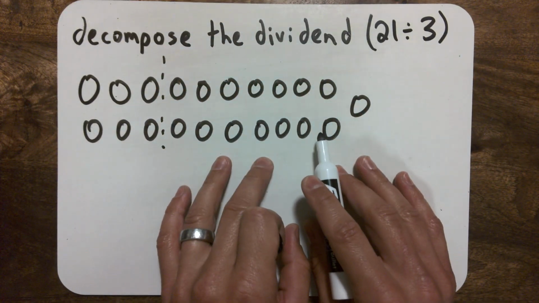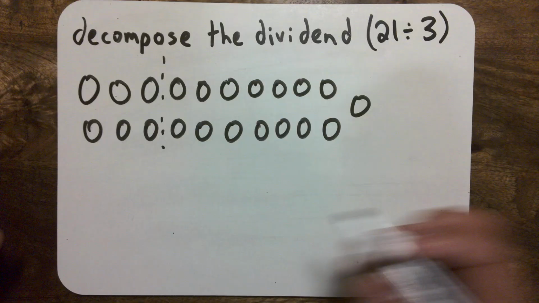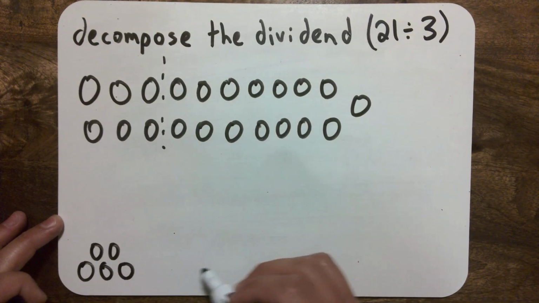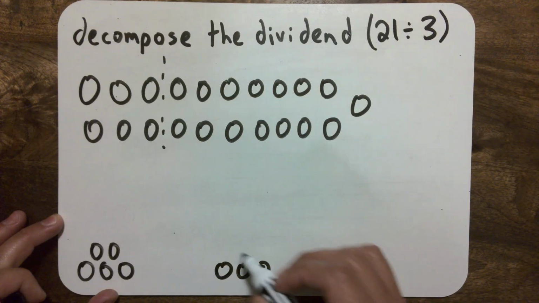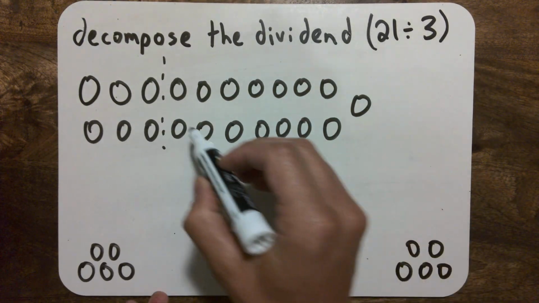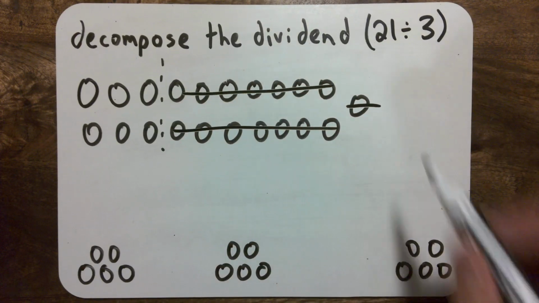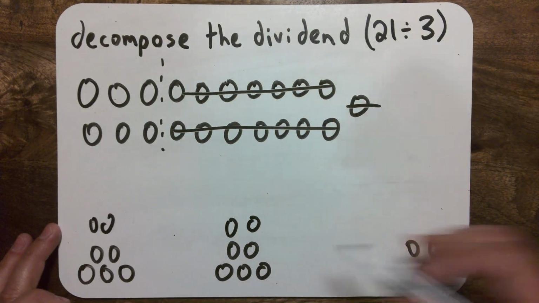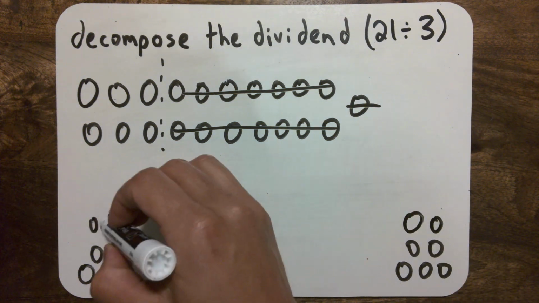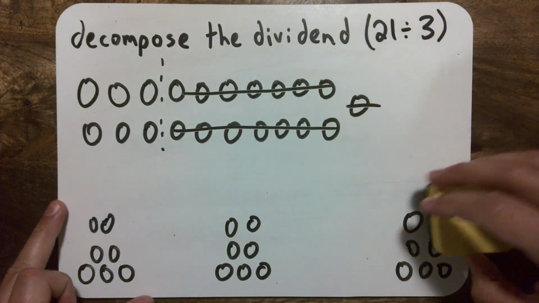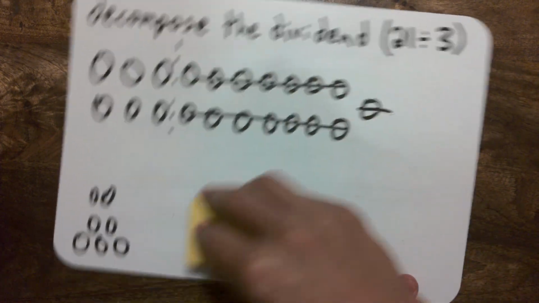So here I have 15, and maybe I know I can put 5 into each group if I have 15 being divided into 3. Okay. And then I have those 6 remaining, so 6 divided by 3 is going to be 2. So that's a representational model for how to solve using the decompose the dividend strategy.